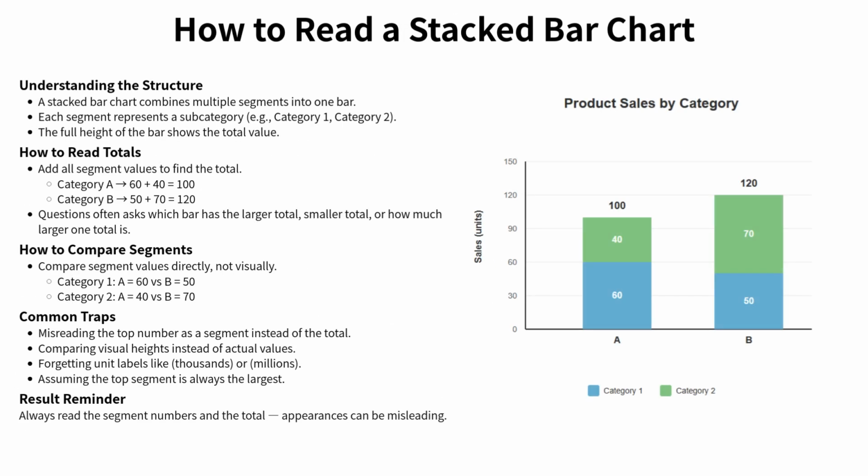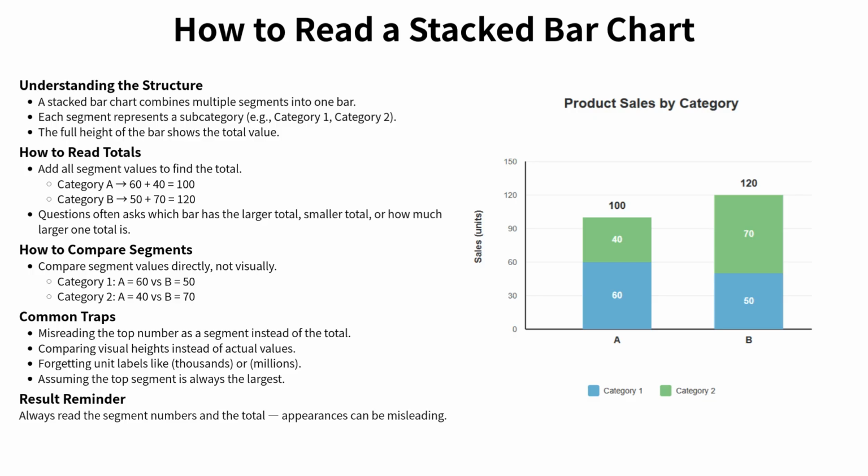Now let's take it one step further and look at stacked bar charts. A stacked bar combines multiple segments into a single bar. Each segment represents a subcategory, and the full height of the bar shows the total. So when you compare totals, you add the segments. For category A, that's 60 plus 40, which gives 100. For category B, 50 plus 70, which gives 120. Now you can clearly see which total is larger.